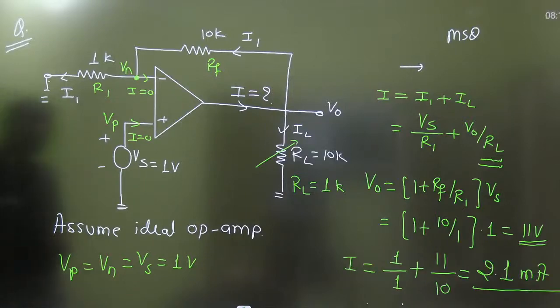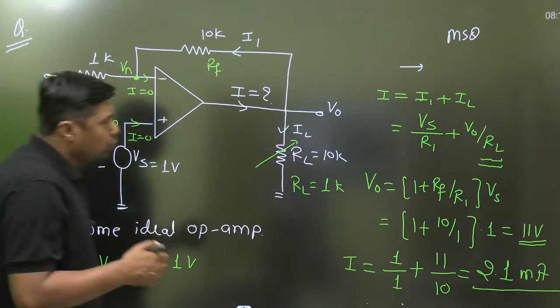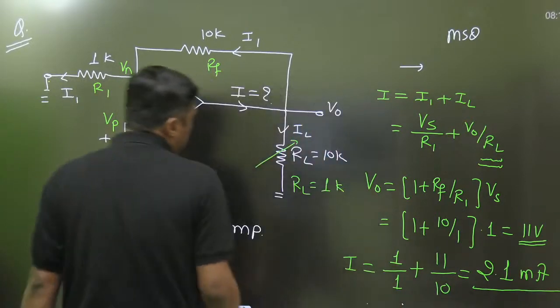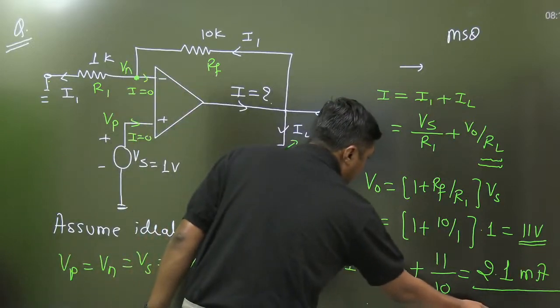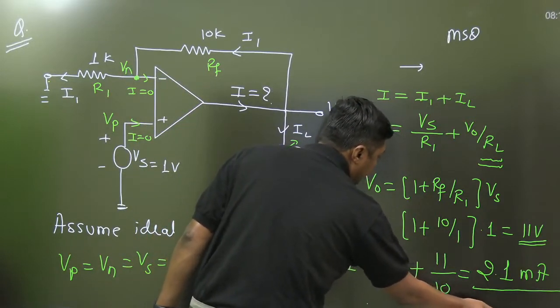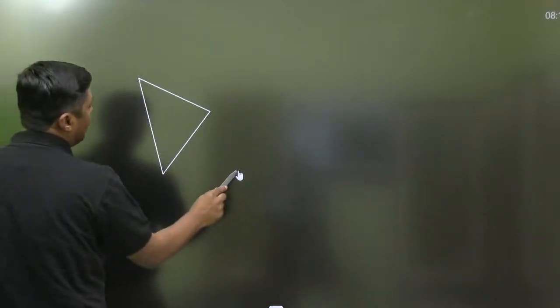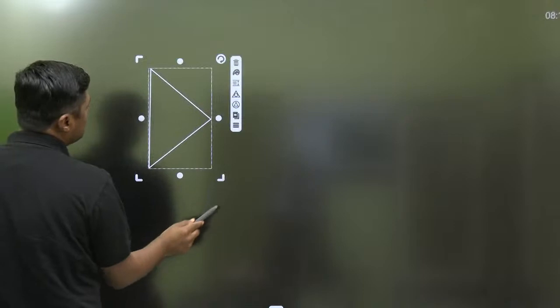Now, what is the duty of the operational amplifier? Finally, try to understand this concept. Then I will give you the idea about the voltage follower. What is the use of the voltage follower?